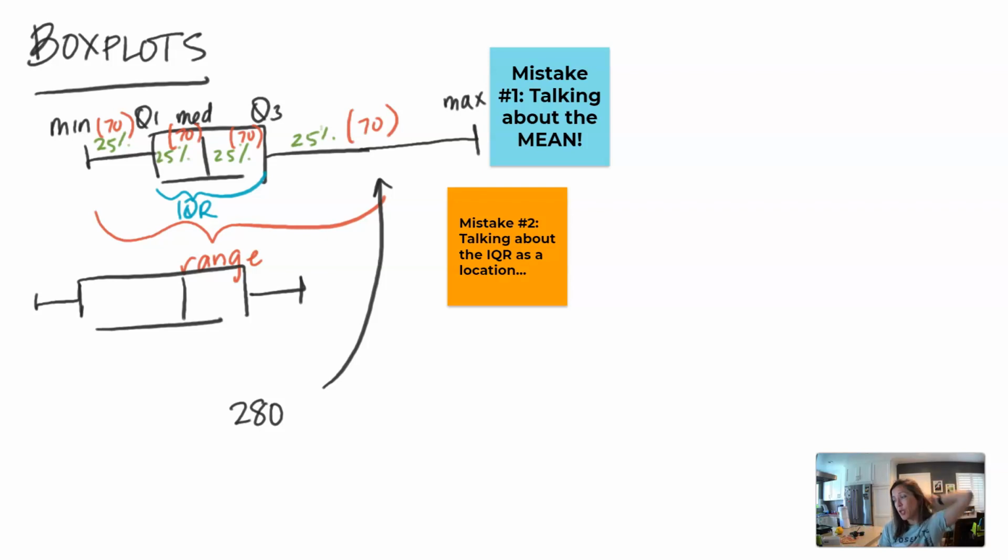So knowing these percent breakdowns, knowing what each part of the box plot represents, is pretty much the key to success for these questions. Just know, as long as you know those two things, you're going to be good. That's what you need to know about box plots.